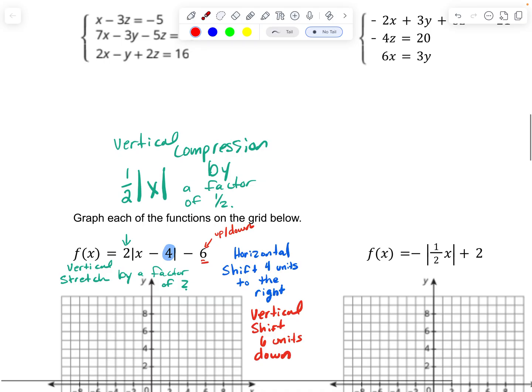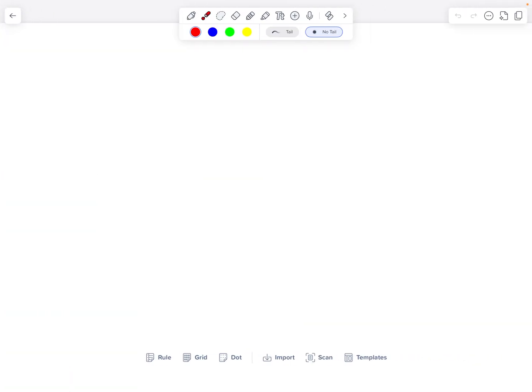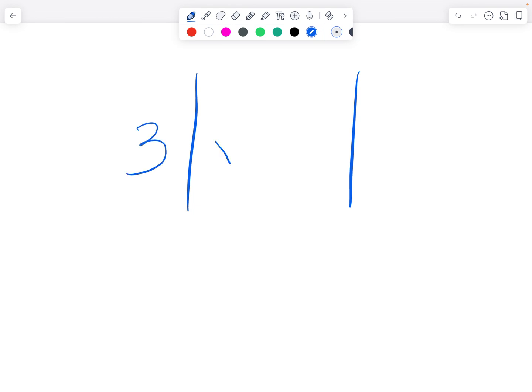So let's try one here off to the side. So if I did this right here, we'll pause the video. Try one on your own. Let's do this right here, and let's do -10. Pause the video and see if you can list the transformations.